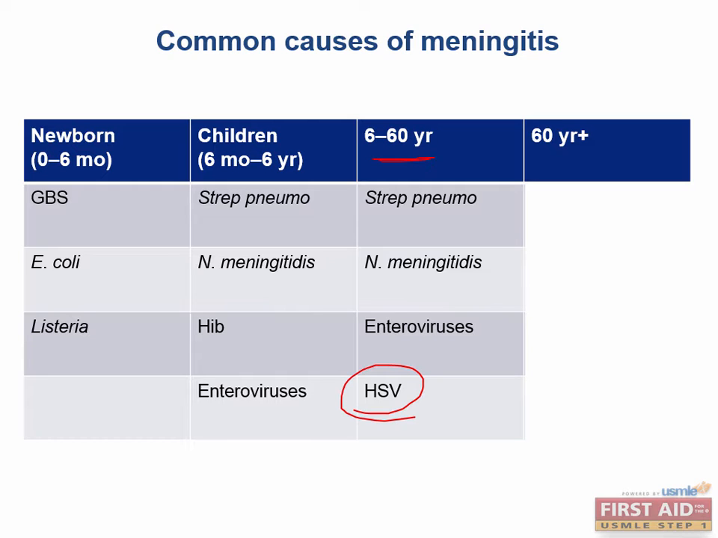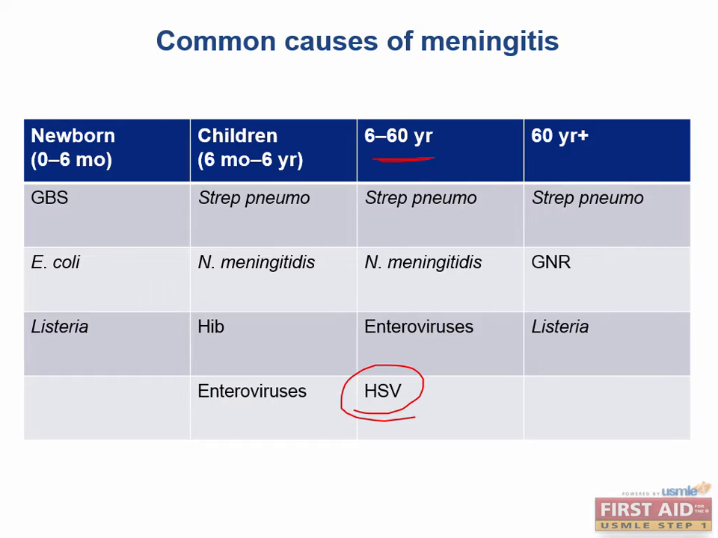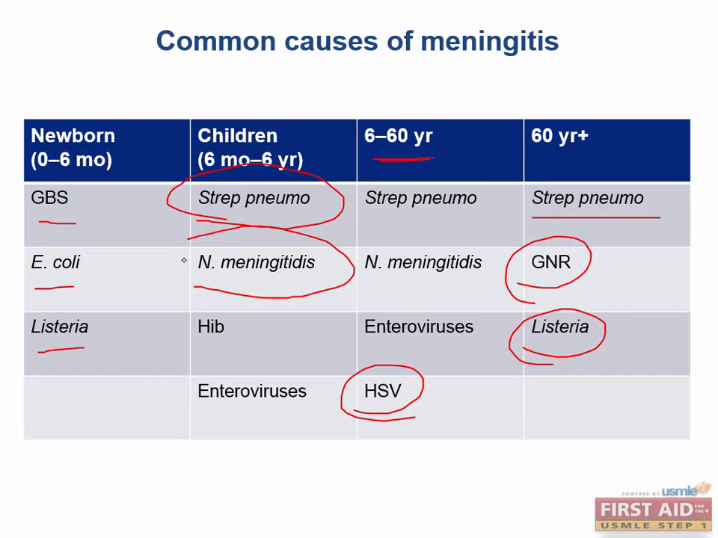Lastly, in patients over the age of 60, we will commonly see infections from strep pneumoniae, as well as gram-negative rods and listeria. I know these lists can get long and it sometimes is difficult to appreciate what is important, but the most important point here is that neonates are affected by GBS, E. coli, and listeria, and that strep pneumo and Neisseria meningitidis are the most common causes of meningitis in children and adults, and strep pneumo is the most common cause in elderly.